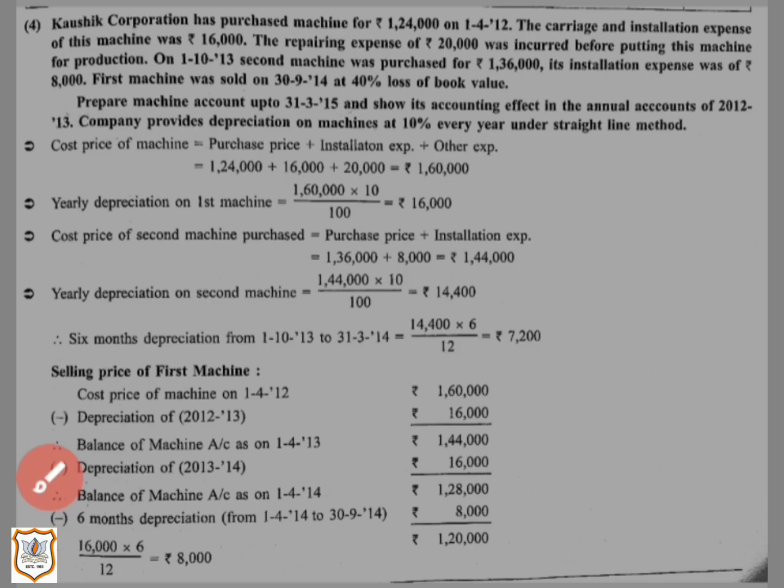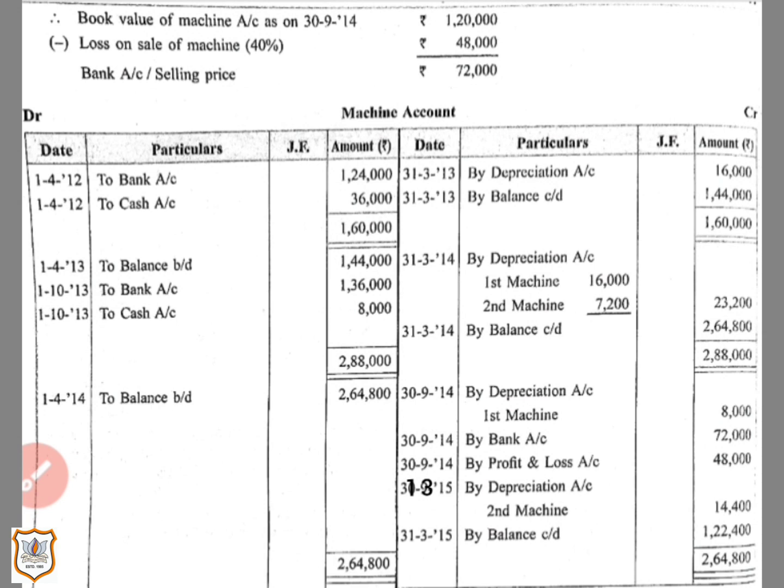Now, on 1,20,000, that is the book value of the machine as on 30 September 2014, we will deduct 40% of it, as this machine was sold at 40% loss of book value, as it is a loss. So we will deduct it in order to get the selling price.